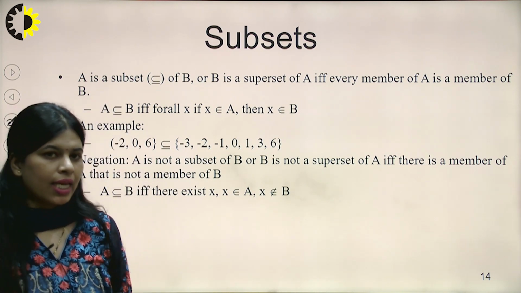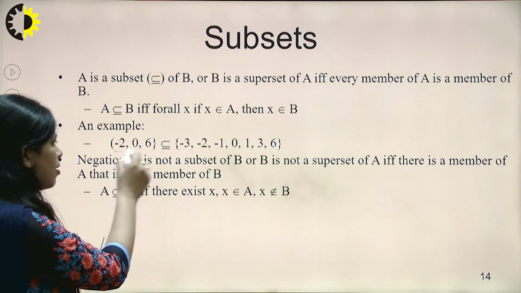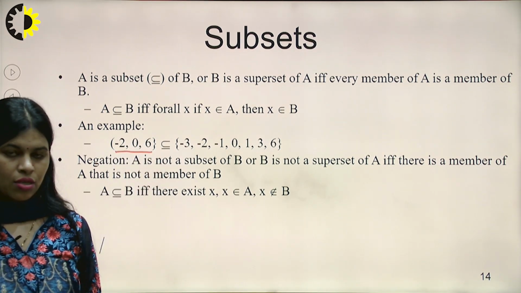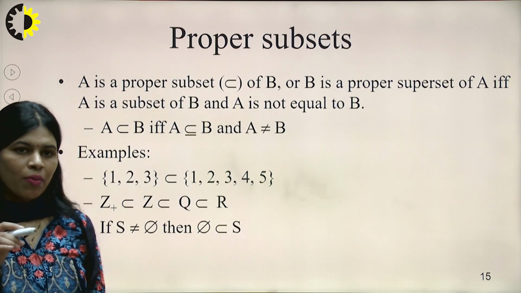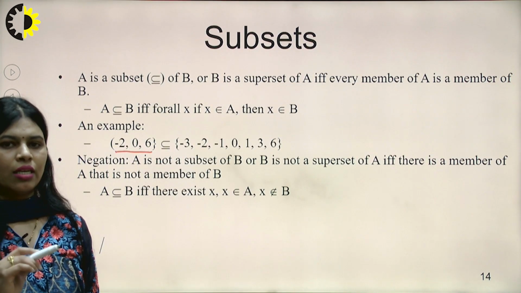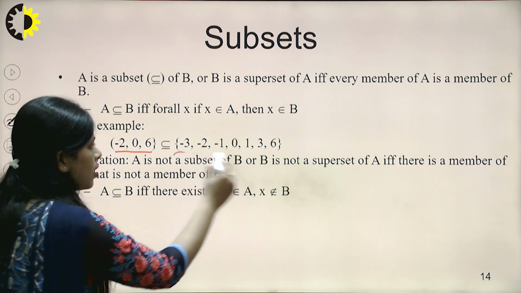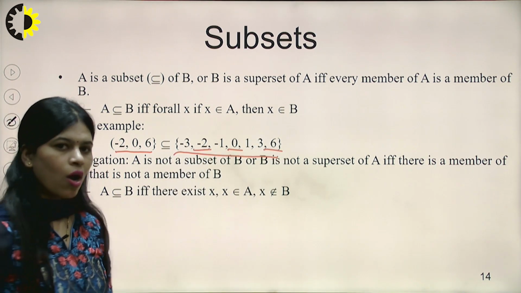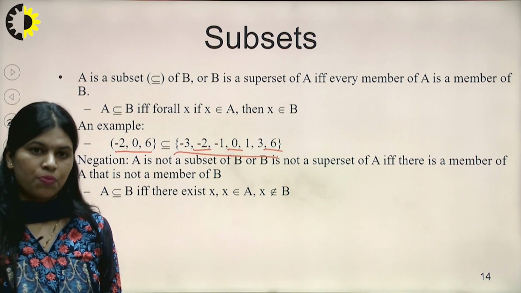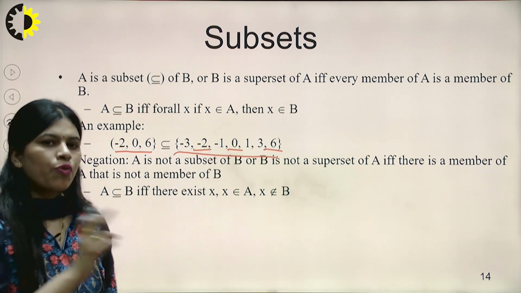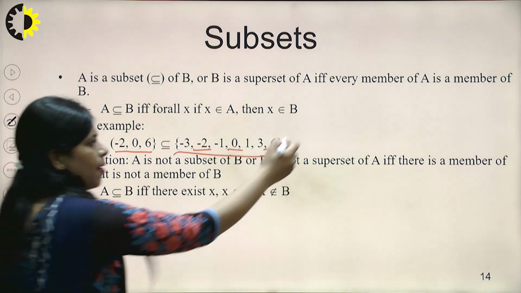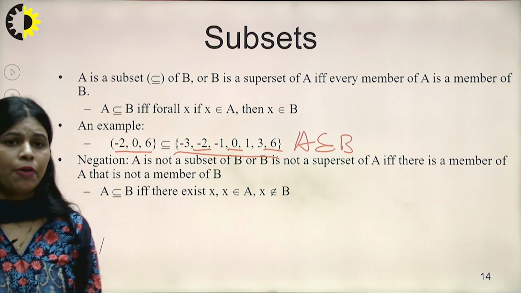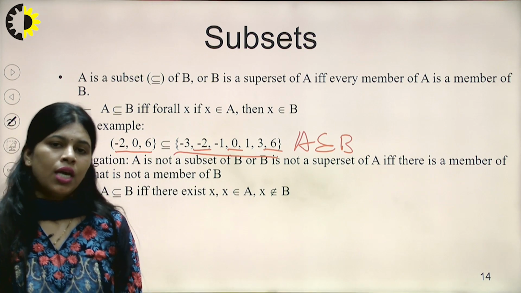If I am taking an example, A is a set which consists of the values -2, 0, 6. So -2, 0, 6 should be presented in set B. So here we check -2, 0 and 6. All the elements of set A are presented in set B. So we may consider A is a subset of B, and B is a superset of A.